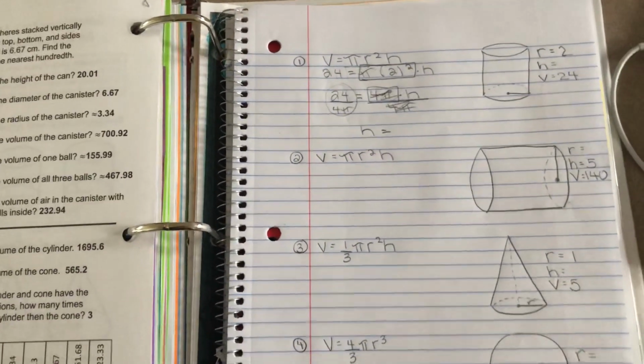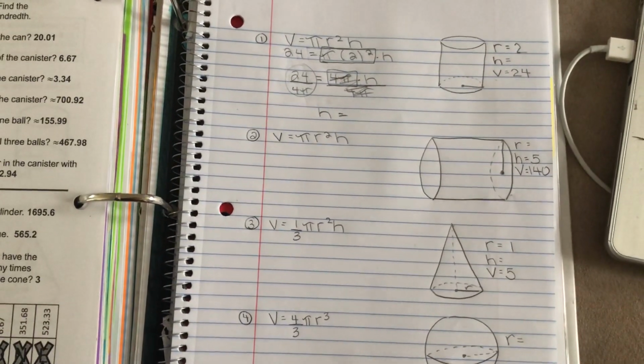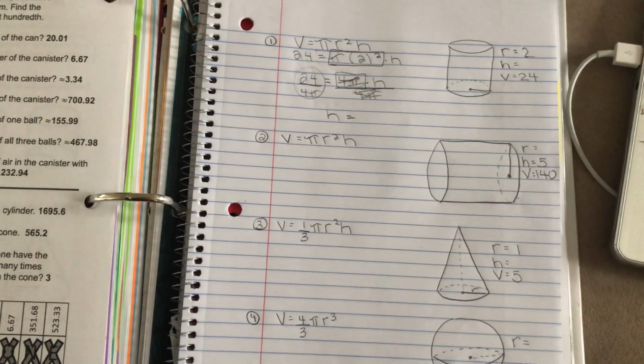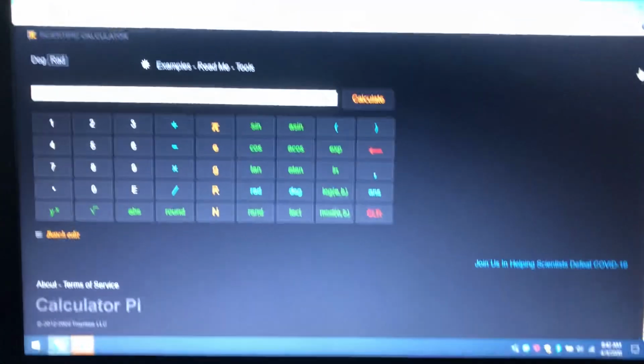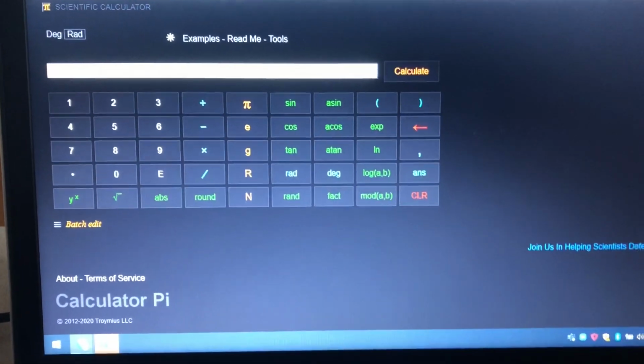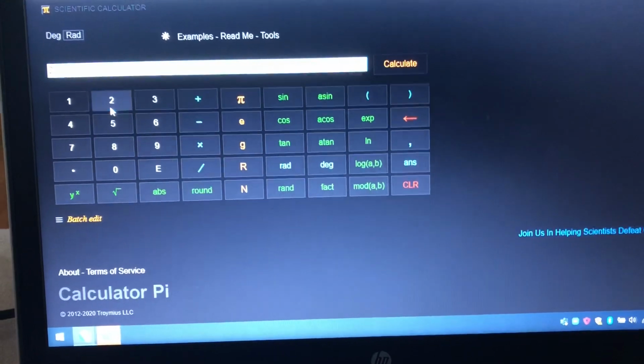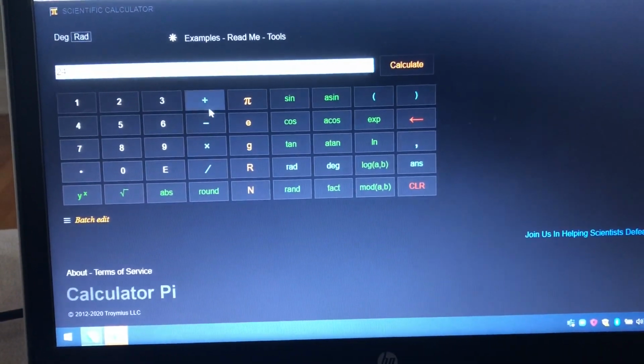So I know we don't have graphing calculators at home. You could use your phones. You could plug in 3.14 for pi. Or what I chose to do is I just did a quick Google search on my laptop, and I found this one. The good thing about this one is as I type things into it, it's going to show me exactly what I typed in, so I can see that it's doing order of operations.